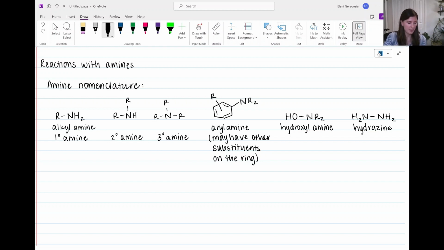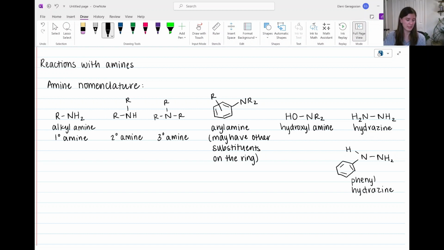And another example of a hydrazine, let's say we have two nitrogens bonded together. One's bonded to two hydrogens and one's bonded to a hydrogen and a phenyl ring. The name of this molecule would be phenylhydrazine. So that substituent group, the phenyl group, is named before the hydrazine word.